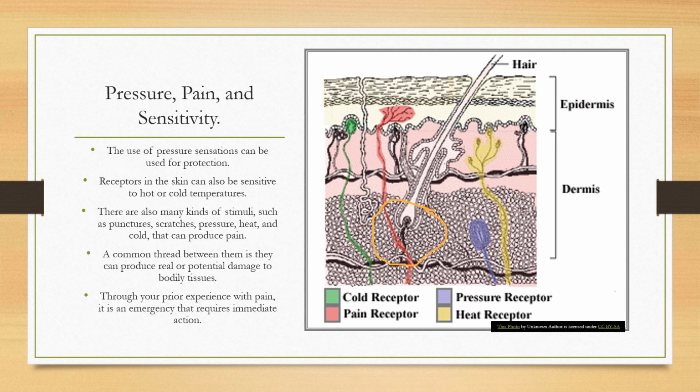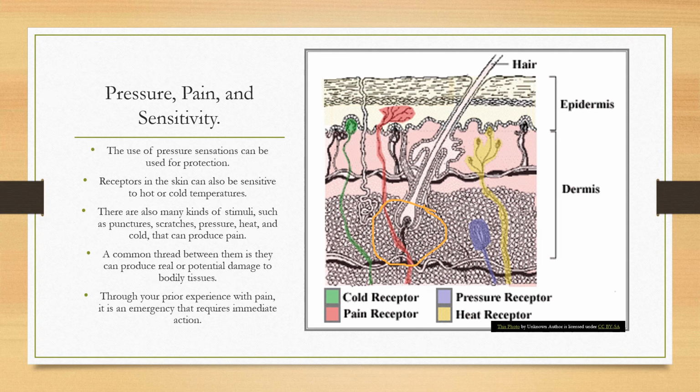The use of pressure sensations can be used for protection. Receptors in the skin can also be sensitive to hot or cold temperatures. There are also many kinds of stimuli, such as punctures, scratches, pressure, heat, and cold that can produce pain. A common thread between them is that they can produce real or potential damage to bodily tissues. Through your prior experience with pain, it is an emergency that requires immediate action. So exactly like I said earlier, if you burn your finger on the stove, your body knows, because that hurts, you're supposed to take care of it right away.